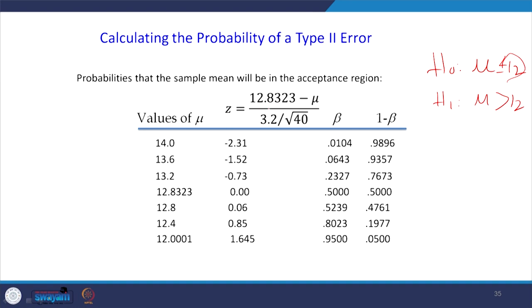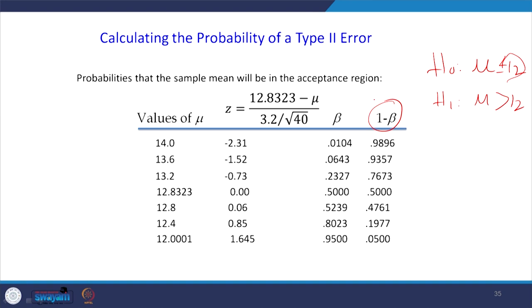So, z is 12.83 minus mu divided by 3.2 over root 40. In this z formula, when you substitute the value of mu 14, this is the z value. So, when the z value is minus 2.31, what is the value of type 2 error? 0.01. So, 1 minus beta is nothing but power of a test. Power of a test is rejecting a null hypothesis when it should be rejected.